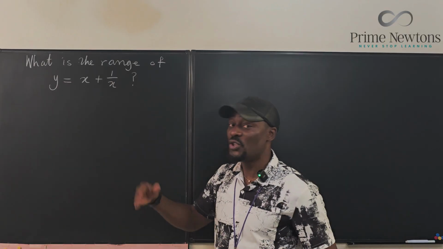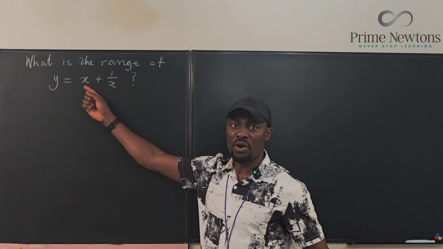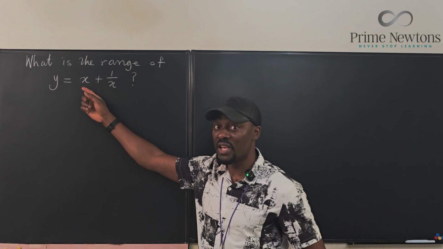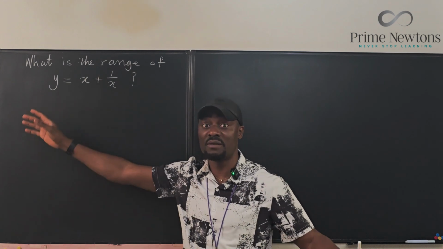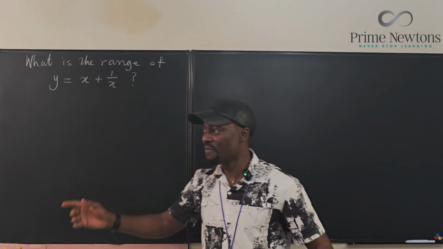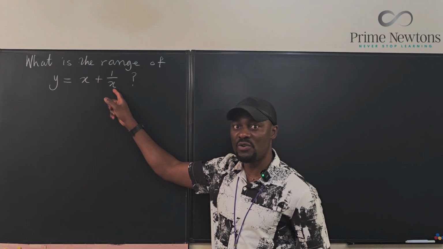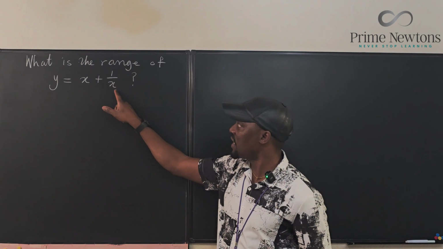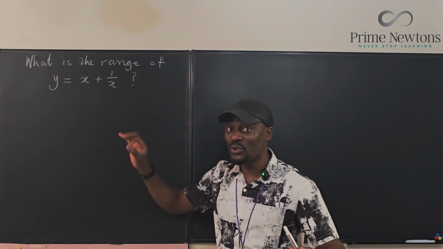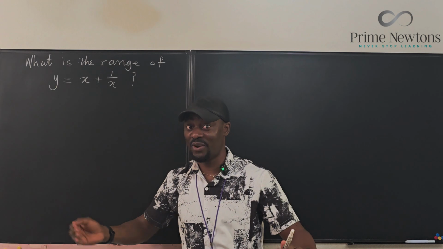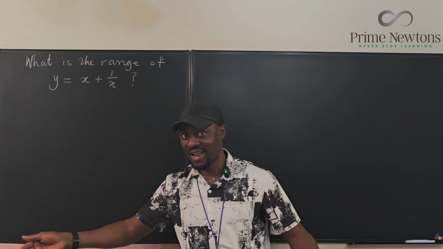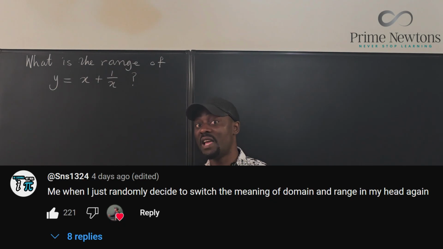Yes, if it was domain, you would say, oh, this is a polynomial. The domain of all polynomials is from -infinity to +infinity, so there are no exceptions. This would be the only part that would give you an exception, which is 0. You cannot have x equals 0. So those who chose option A were clearly answering the question for domain, as expressed in this comment.